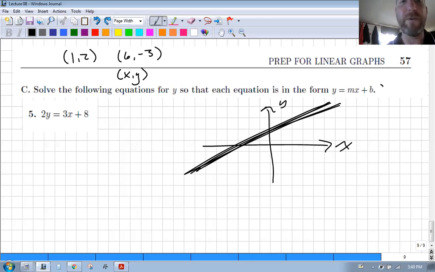Notice over here, if you make x 0, so if x equals 0, then your y is whatever b is.